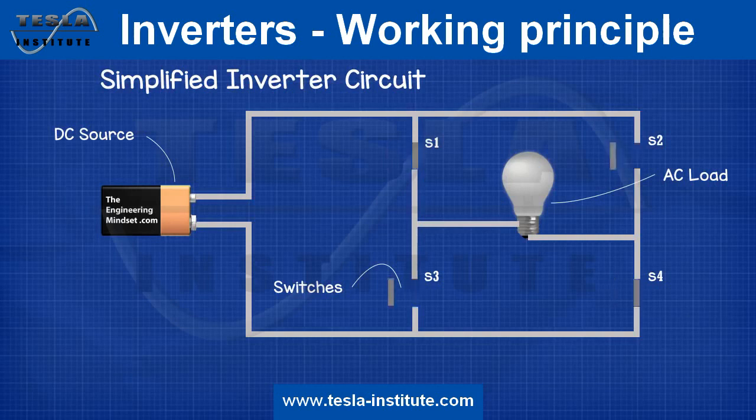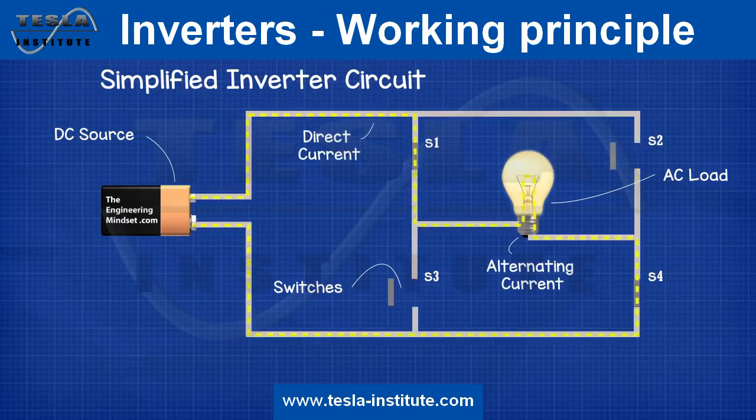So let's give that a try. If we leave switches 2 and 3 closed and then open switches 1 and 4, this will cause the current to flow through the right hand side of the lamp. If we then close switches 1 and 4 and open switches 2 and 3, this will force the current to flow through the left hand side of the lamp. So you can see that there is a direct current source, but the lamp experiences an alternating current.